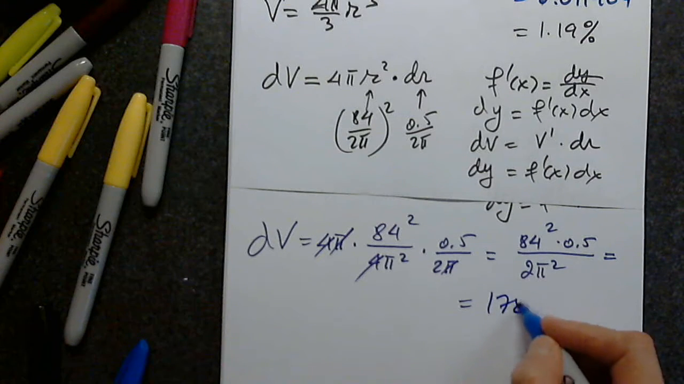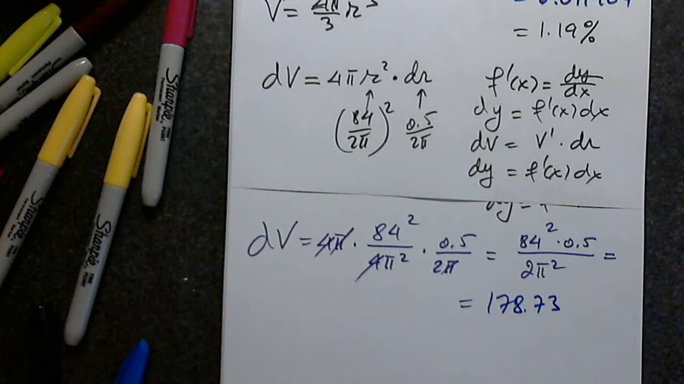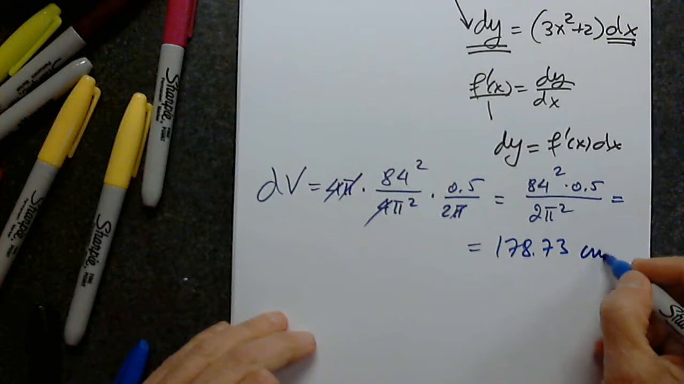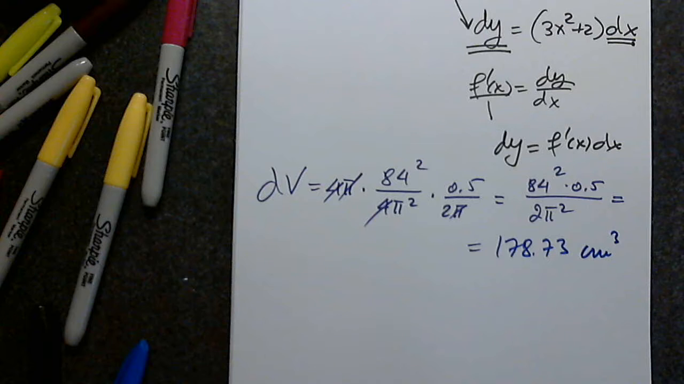178.73. This has a measurement unit, it is not the relative or the percent error. So what is it? Very good. So an error of 0.5 in the circumference of the sphere triggers an error of 26 centimeters squared in the surface, and it triggers 178.73 centimeters cubed in error in the volume.